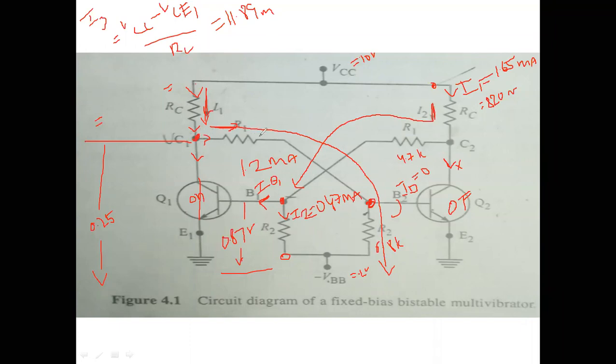Here VCE sat minus VBB divided by R1 plus R2. Total resistance is nothing but R1 plus R2. I think you are understanding what I am saying.